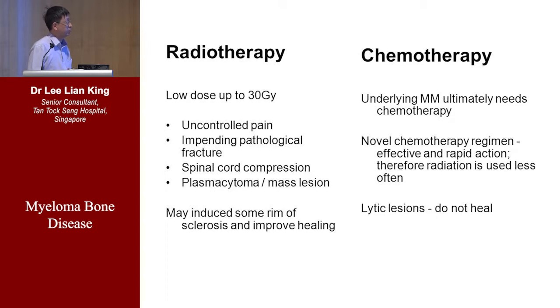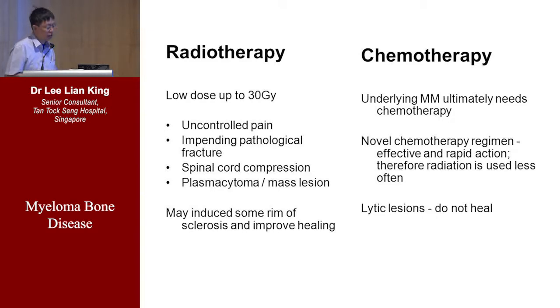How about radiotherapy? It also can control pain. It's normally given in a lowish dose. It's given to control pain and treat any impending pathological fracture. I told you earlier, for spinal cord compression due to tumor, we can shine on that plasma cell mass to shrink it.